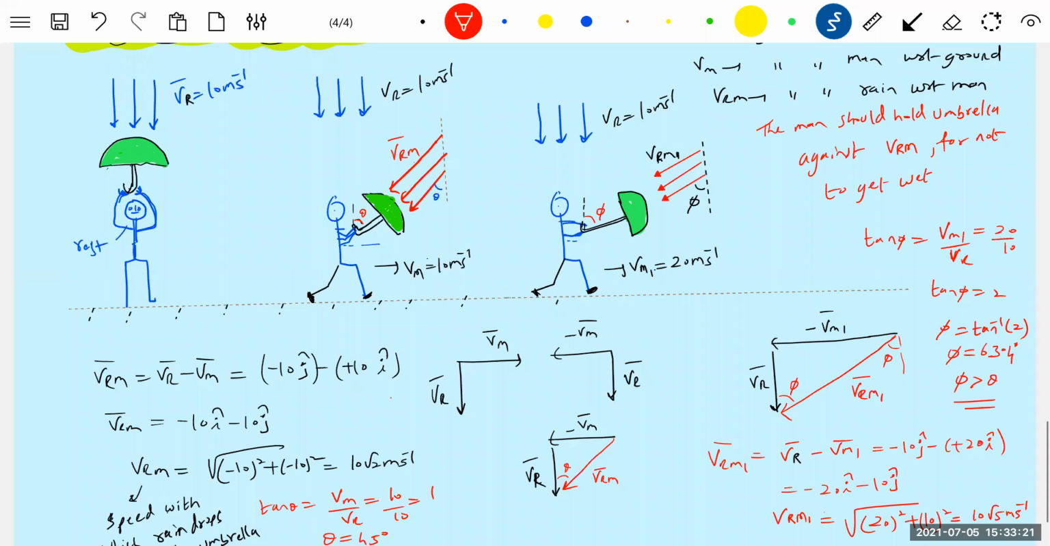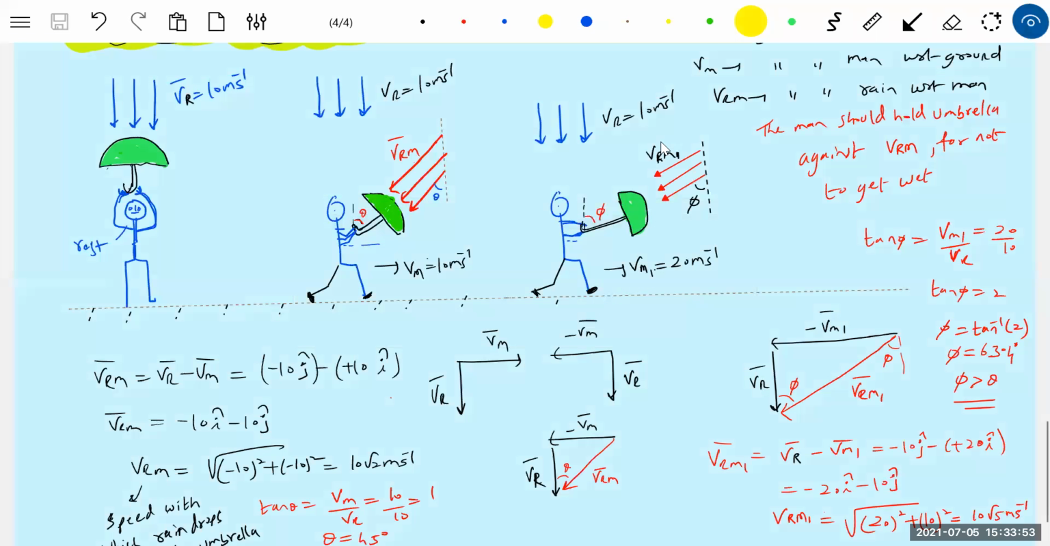Sir, at maximum what angle can rain hit the umbrella? What do you mean by that? Sir, if we move with more speed, more than 20 meters per second, what will be the max practically? Practically, that depends upon the conditions there. You can't ask like this. The raindrops will not come vertically down, that's not possible.